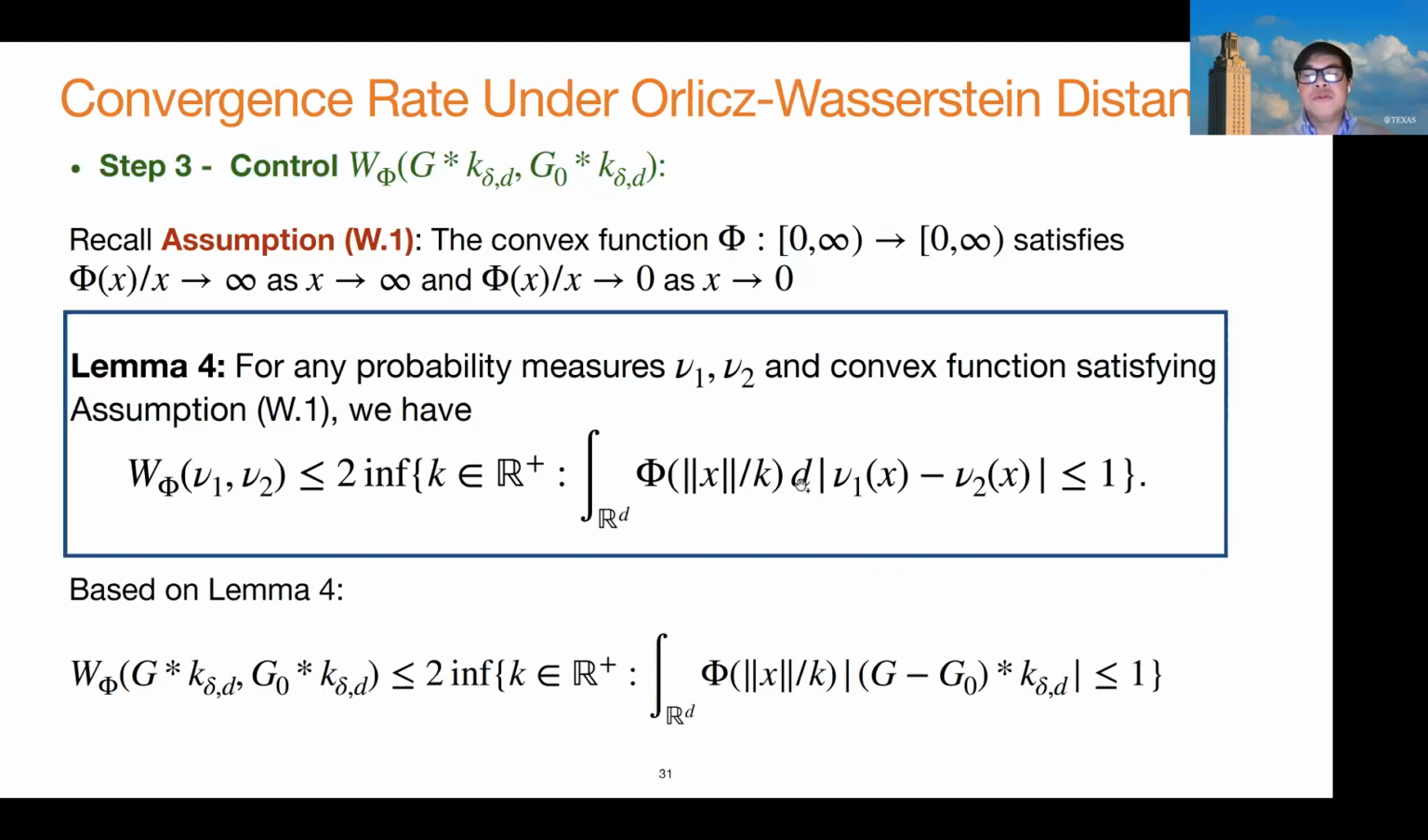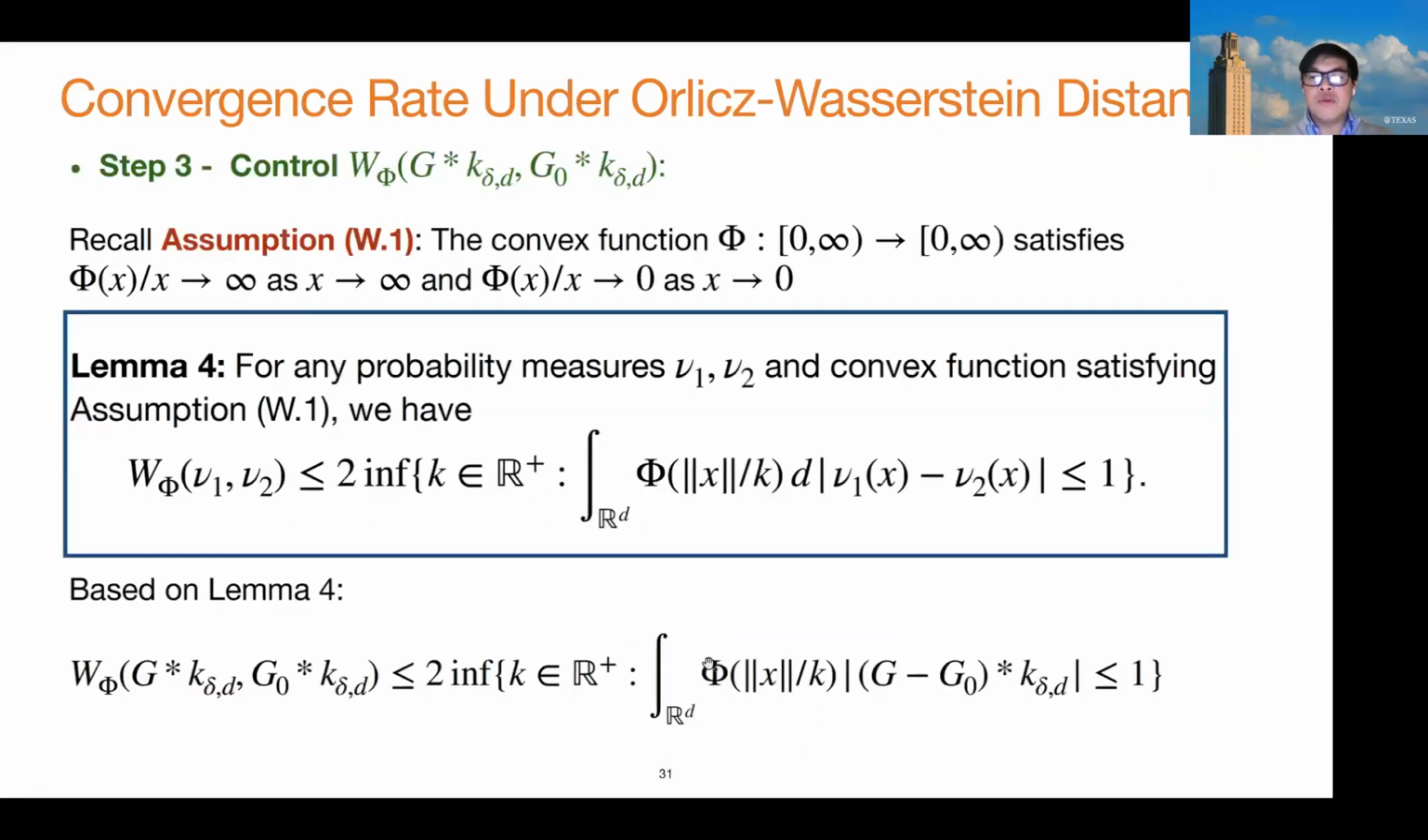Basically it means that we can move the difference between the two convolutions into the total variation upper bound, right? That means that now we can just focus on the right-hand side inequalities when we try to control the Orlicz-Wasserstein metric between the two convolutions.